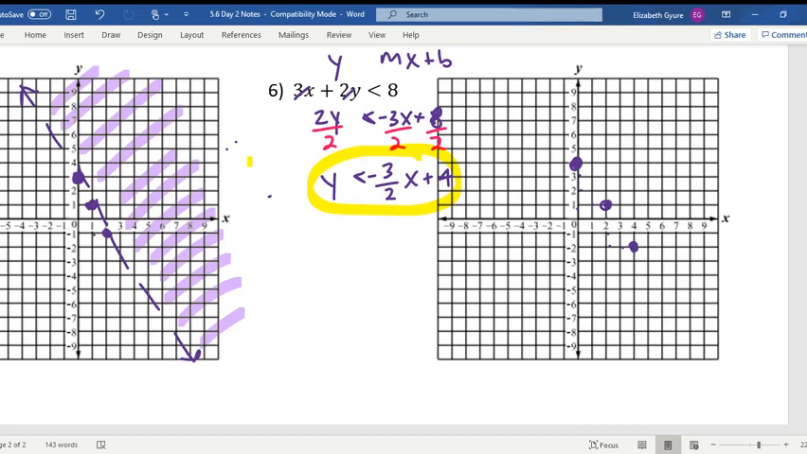And now we need to decide our type of line. So if we're just dealing with a less than, again, there's no bar underneath. So Asia, do you think we would use a solid or a dotted line? Good. We're going to use a dotted line.